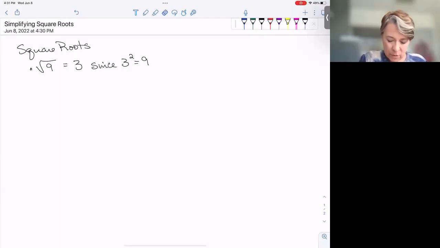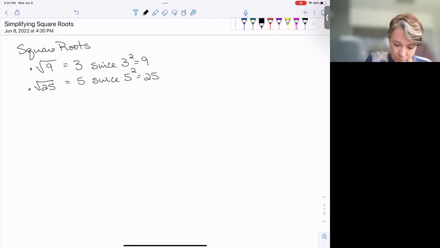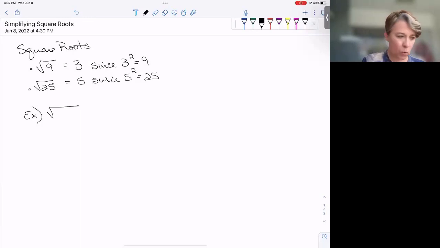Same thing here. We've got the square root of 25 would be 5, since 5 squared equals 25. So whenever we're simplifying square roots, or any index root for that matter, it could be a square root, cube root, or fourth root, then we're looking for a factor, generally a prime factor, that has that same exponent within the number. So, for example, if I were to take the square root of, let's do 75.